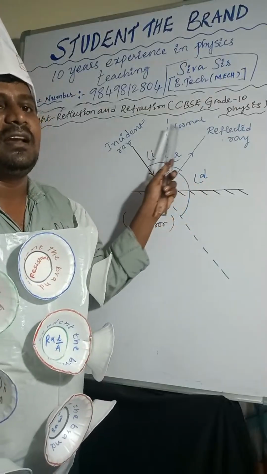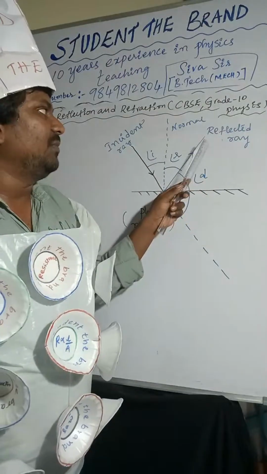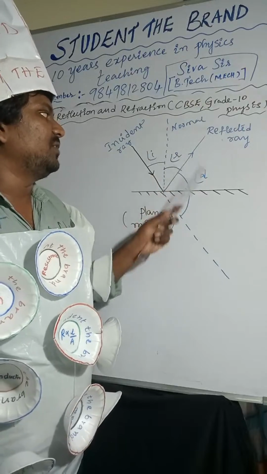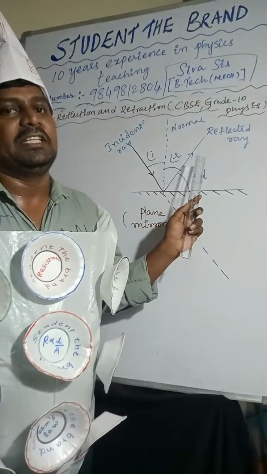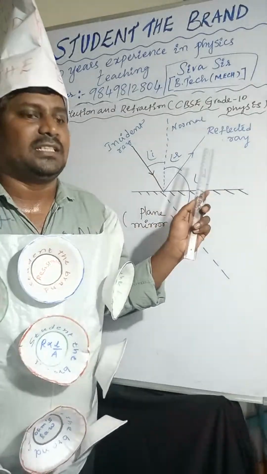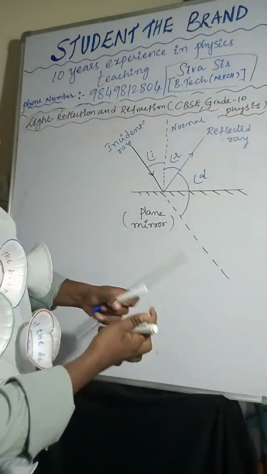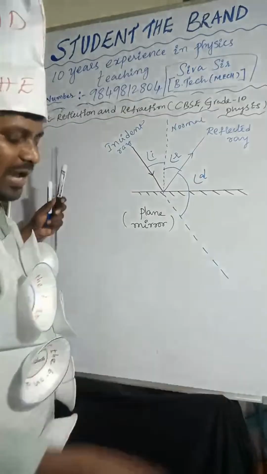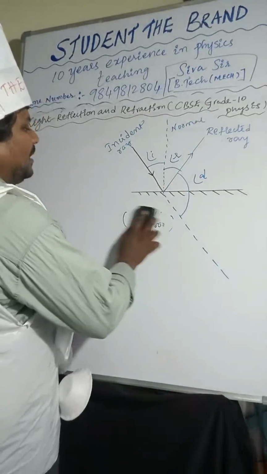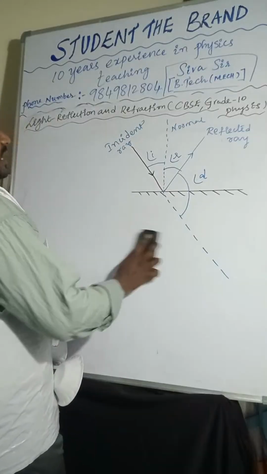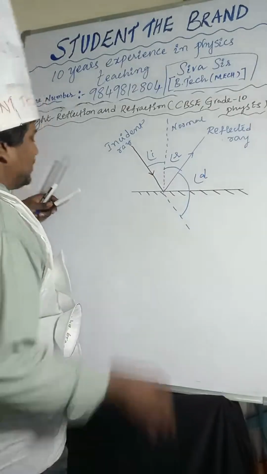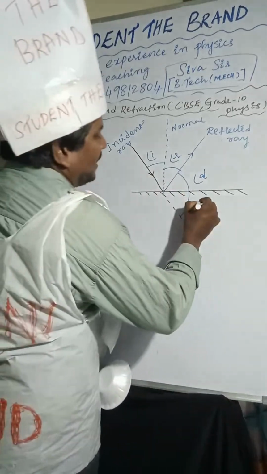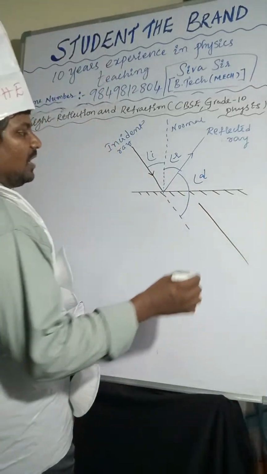Angle between incident ray and normal line is the angle of incidence. Angle between reflected ray and normal line is the angle of reflection. Angle between reflected ray and undeviated line is the angle of deviation. Okay, so now we are considering the linear angle. A highly polished smooth surface is called a plane mirror.